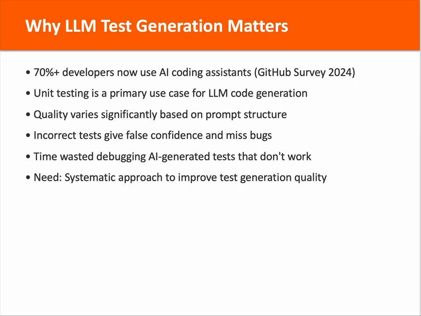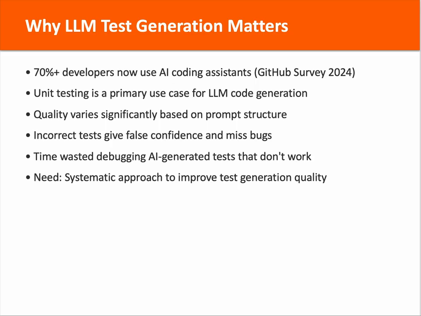First, why does it matter? According to GitHub's 2024 developers survey, over 70% of the developers are now using AI coding assistants. That's a dramatic shift in how we write code. Unit test generation is one of the most common use cases. We paste our function, ask for tests, and we hope for the best.